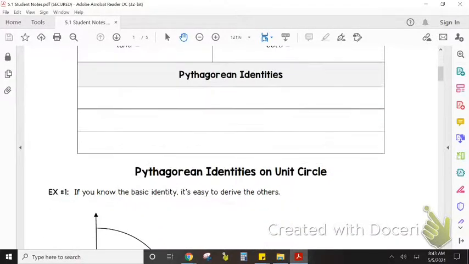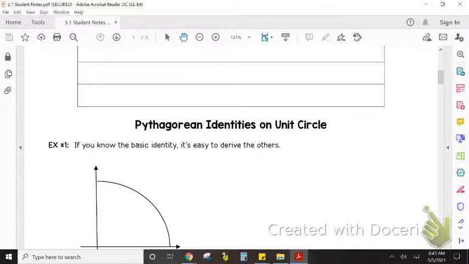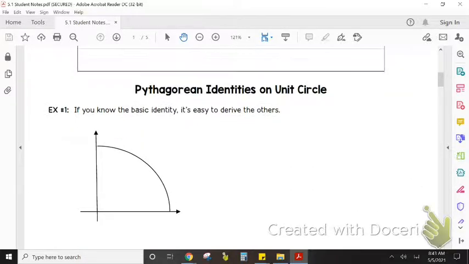Then we have our Pythagorean identities. And so Pythagorean identities, when I hear that, it makes me think about the Pythagorean Theorem, which is where it comes from. So remember, the Pythagorean Theorem says a squared plus b squared equals c squared. But we know on our unit circle, remember we've been using this, but we didn't call them a, b, and c. We said it was x squared plus y squared equals r squared.